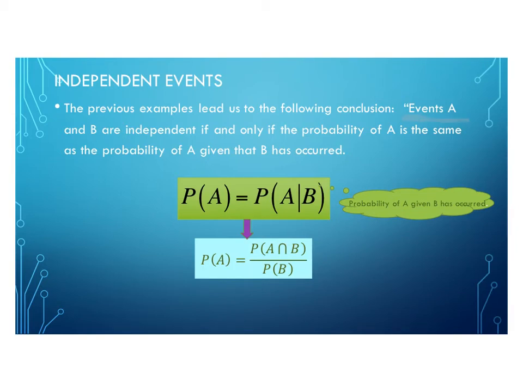Events A and B are independent if and only if the probability of A is the same as the probability of A given that B has already occurred. So this statement has to be true, and this is big on FRQs on the AP exam. It shows up, at least it has in the last several years. Remember, I'm saying the probability of A equals the probability of A given that B has already occurred.